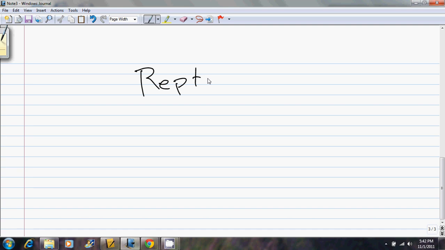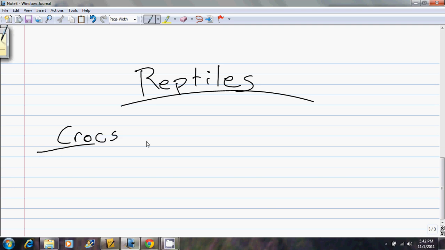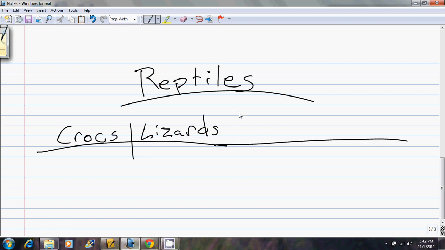Now, the reptiles are going to get four groups. We are going to get the crocs, so that's crocodiles, alligators. You're going to get the lizards. We're also going to run into the turtles, and this includes your tortoises. And the last one is the snakes. So these are the ones you're going to get.